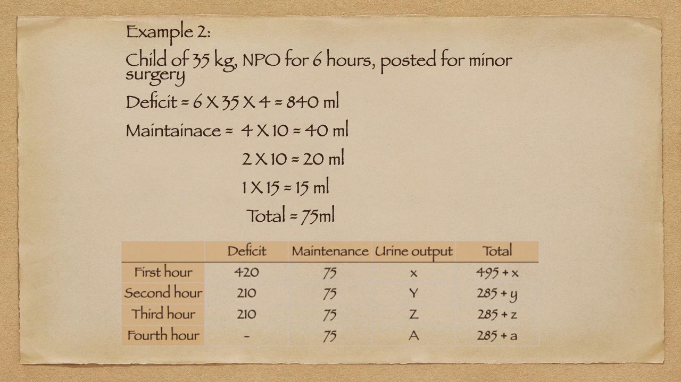So maintenance, how are you going to calculate? 4, 2, 1. 4 into 10, 40 ml. 2 into 10, 20 ml, plus 1 into the remaining weight, that is 15 kg. If your child was 40 kg, then 1 into remaining 20 would be 20 ml. Here it is 35 kg, so 1 into 15 is 15 ml. So total 75 ml is the maintenance per hour. Then add all those things, so you will get the required fluid.